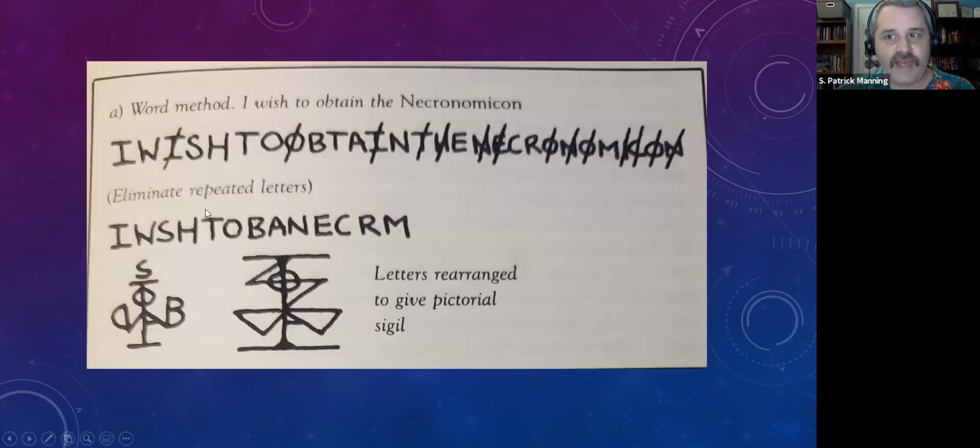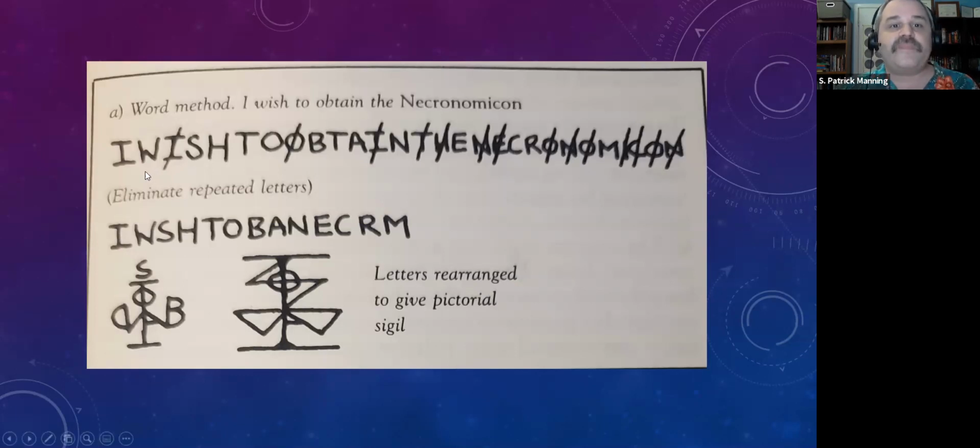So pardon the bad image that I got. He made a nonsense statement, I wish to obtain the Necronomicon. If you really want to obtain the Necronomicon, you can go to Barnes and Noble and pick it up. It's like $10. I don't know what the spell work is for, but then again, this was the late 70s, early 80s. Maybe it was harder to get.